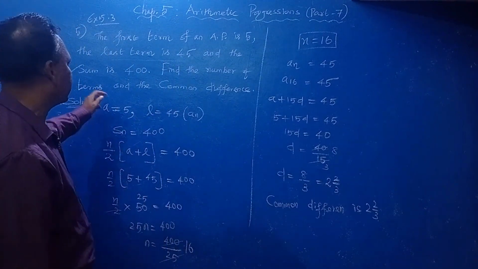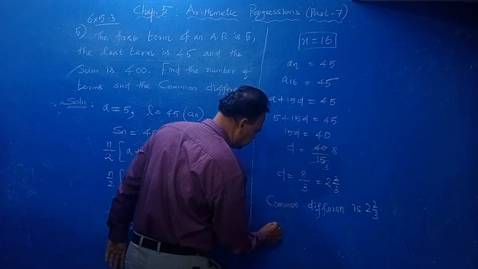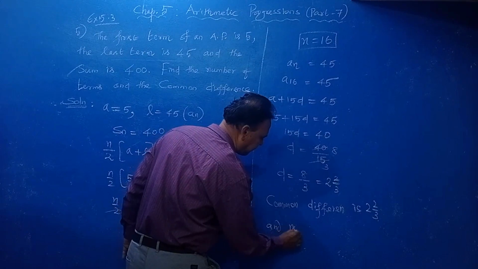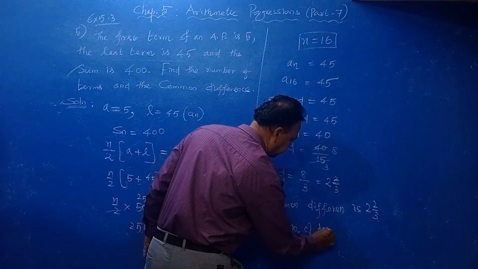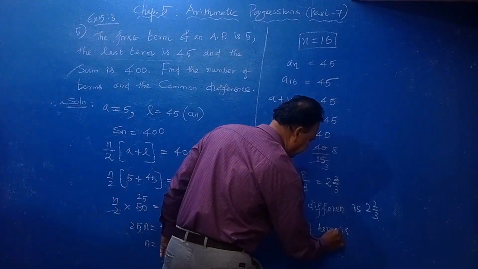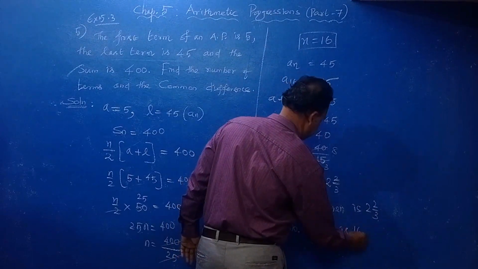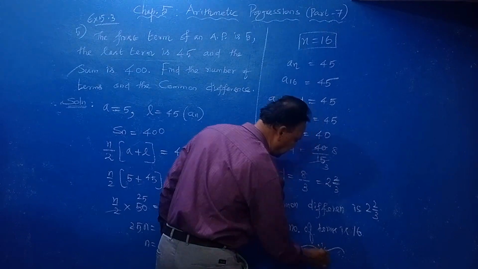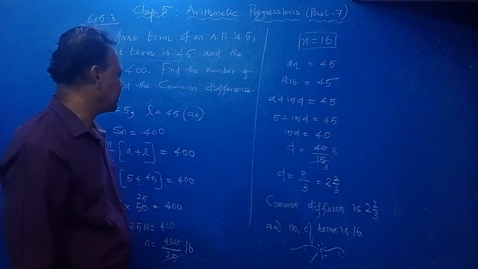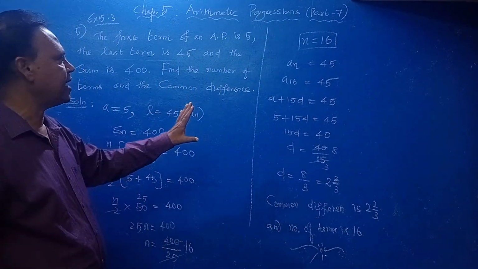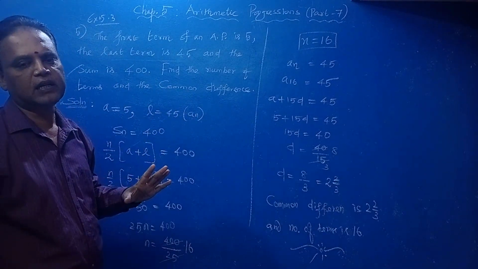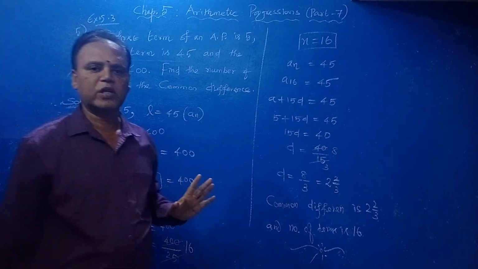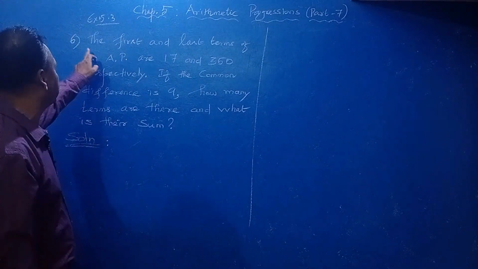And the number of terms is 16. So easily you can find out by using these two formulas. Only in AP you have to remember the formulas. That's all. Then you have to do the simplification correctly. Okay. Now we will see the sixth problem.